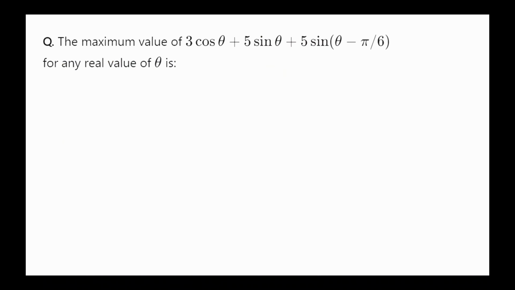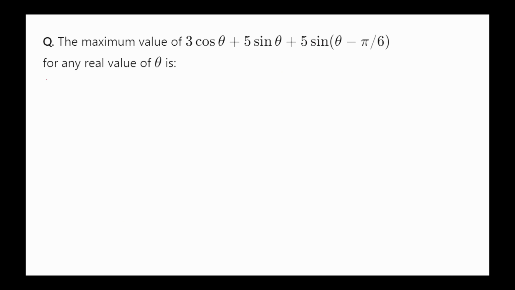Let's look at this question. For example, the maximum value of 3 cos theta plus 5 sin of theta minus pi by 6, for any real value theta. So we need to find out only the maximum value of this. First of all, we can see we have sine of alpha minus beta. So let us open it up and then let's see what we are getting.